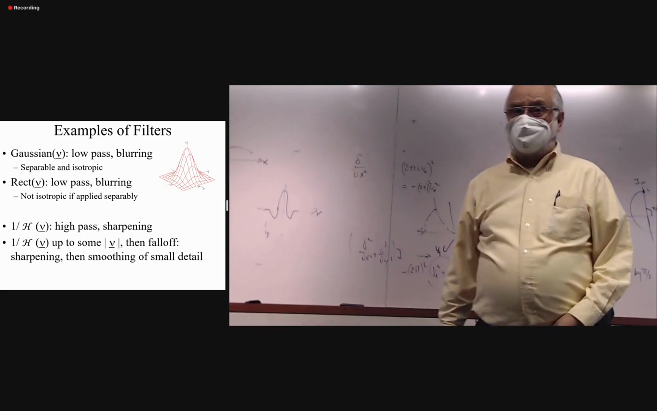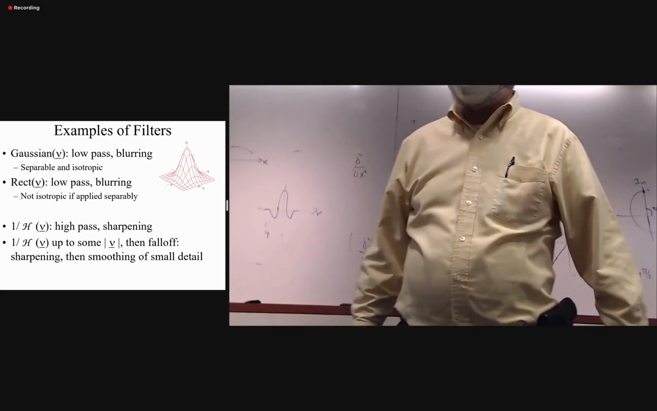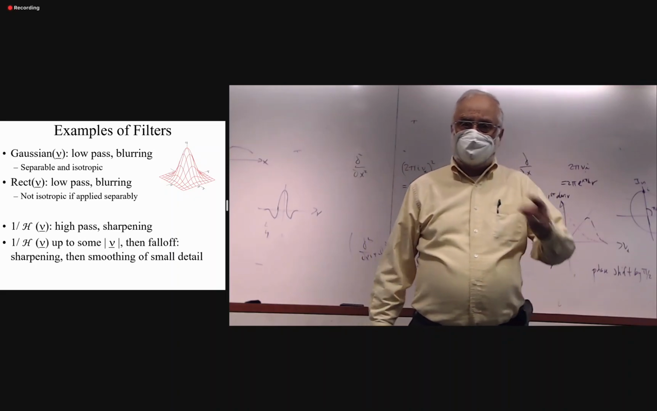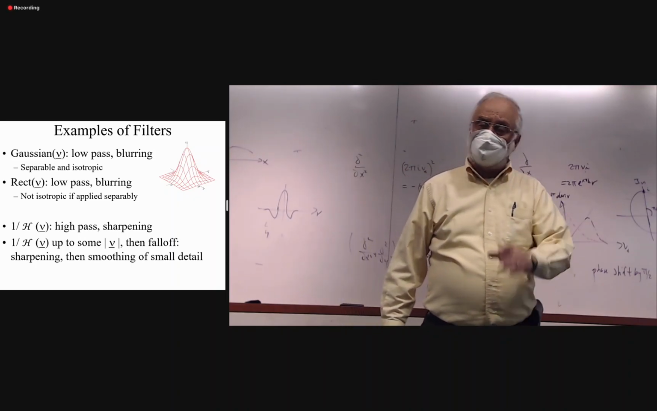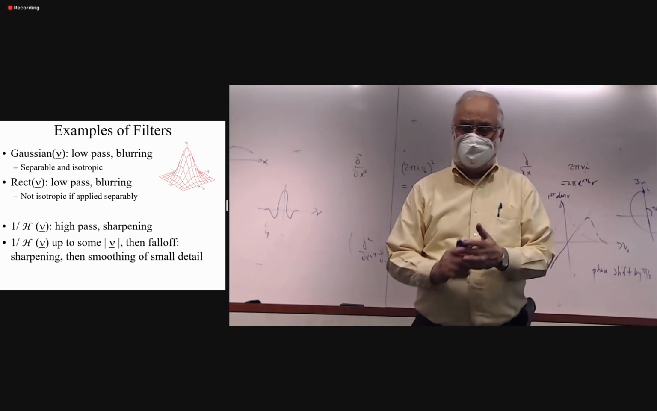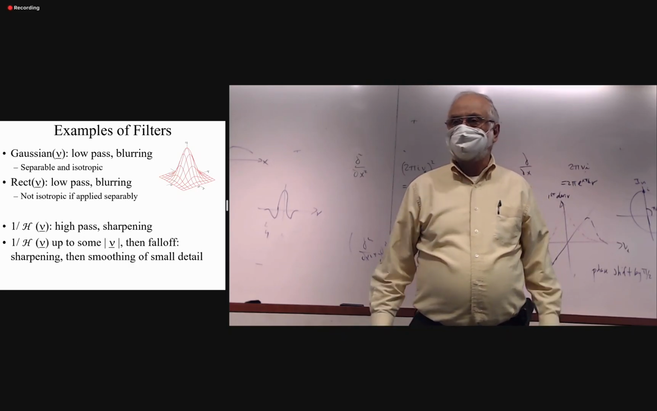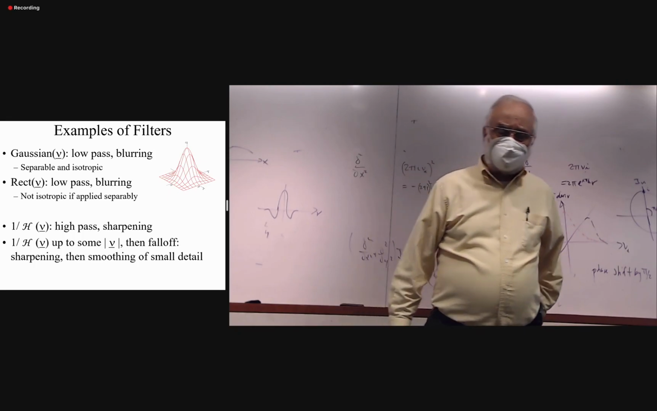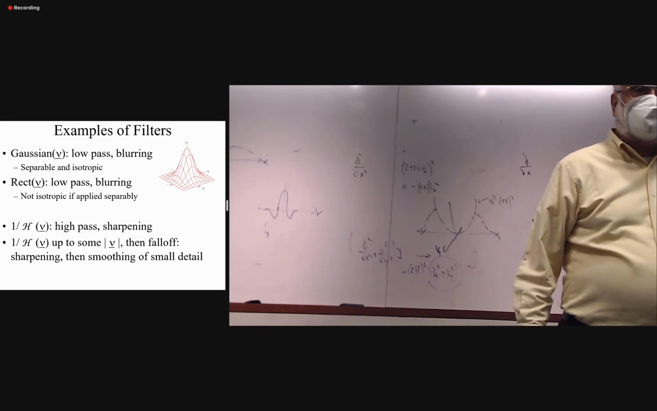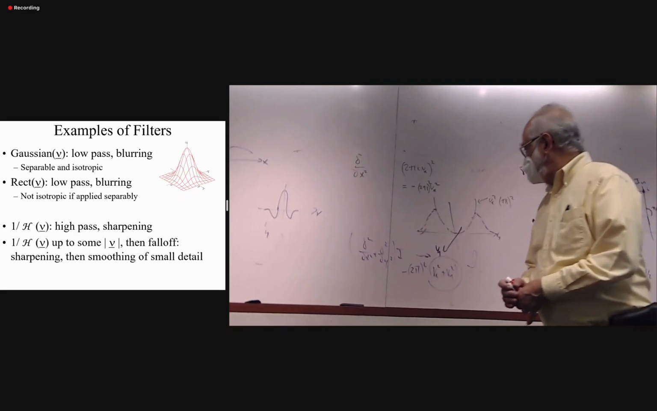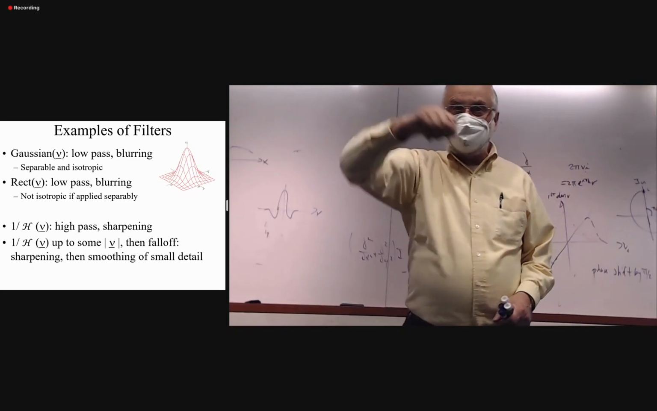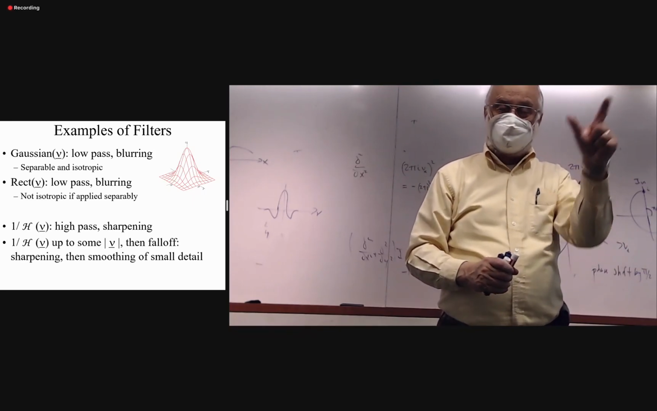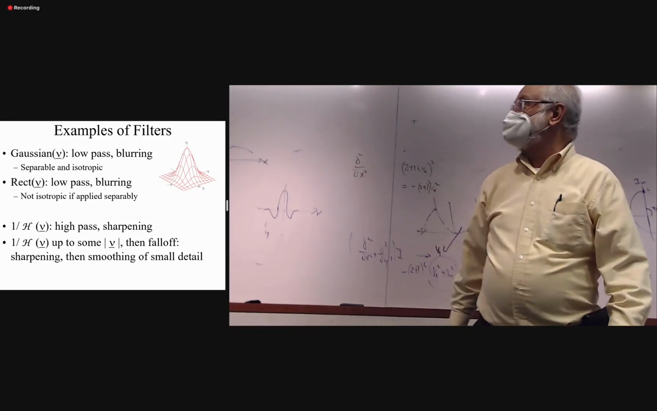It's a separable function. It's an isotropic function. What does that mean? Well, it means you can apply it first in x and then on the result in y, and that makes for computational efficiency. Isotropic means if you don't want to apply it in x and y, you can apply it in u sub 1 and then in u sub 2 for any two orthogonal directions.